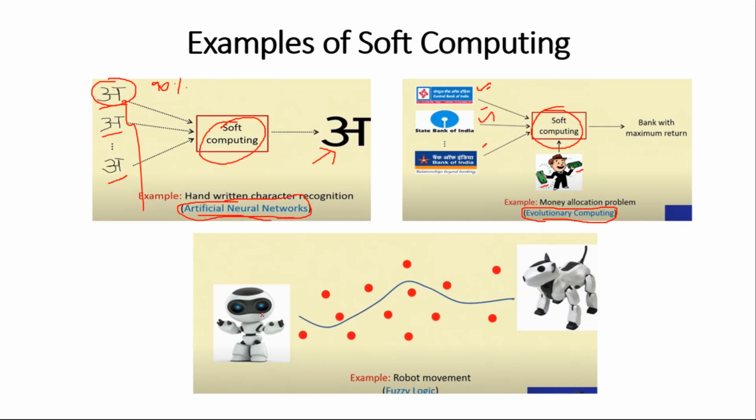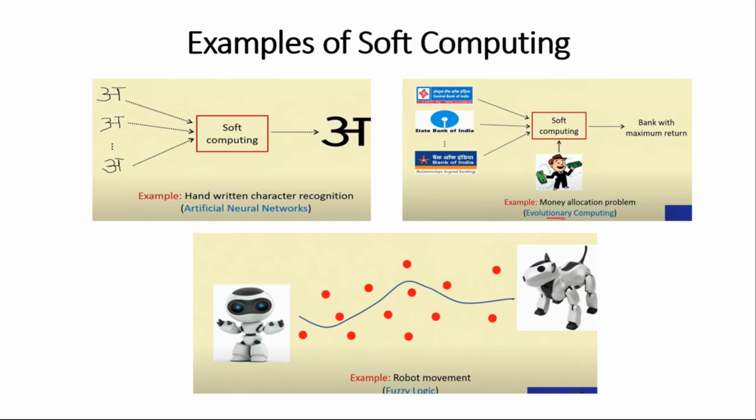And here there is a robot, and this robot should move from one point, the source, to the destination. In between there are many obstacles; all these red dots are obstacles. It should move in such a way that it does not hit any of the obstacles. How can it be done? To solve these problems, we use a technique called fuzzy logic. So these are various techniques of soft computing: neural networks, evolutionary computing, and fuzzy logic.